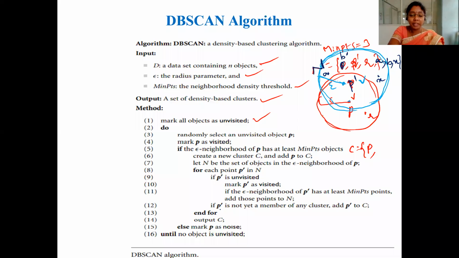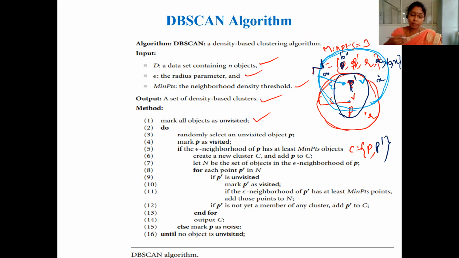If P dash is not a member of any cluster, then add P dash to C. So after updating the set N, now we are finalizing the P dash. First we need to check if it is a member of any other cluster. Since there is no cluster till now, this is the first cluster, so you can directly add P dash to this cluster. That means initially we are forming a cluster with 2 objects.